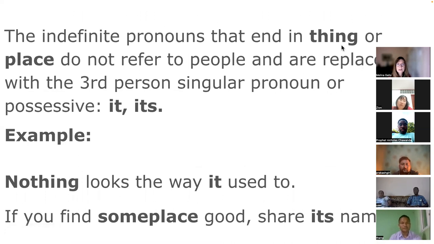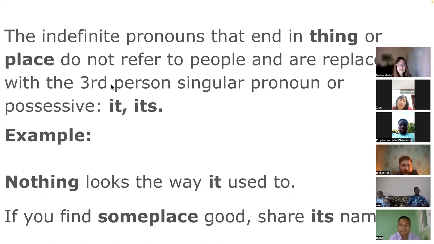Now, the indefinite pronouns that end in thing or place are not referring to people. They're referring to things. So instead of they, we use it or the possessive its to refer back to it. So nothing looks the way it used to. If you find someplace good, share its name with me.